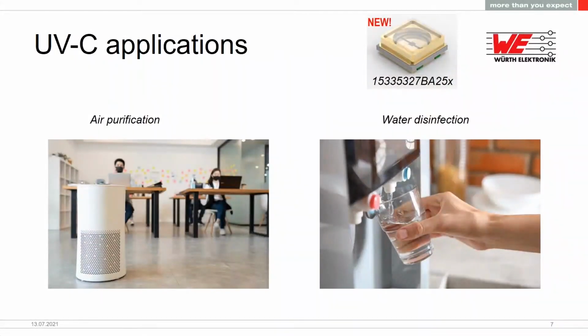And of course, currently during the corona pandemic, air purification is a really hot topic. So with UVC, you can actually kill off coronaviruses that are in the air. But you can not only disinfect air, but also water. This is interesting for drinking water supplies. So if you have, for example, problems with bacteria building up in your water supplies, such as Legionella, they could be killed off using UVC light.